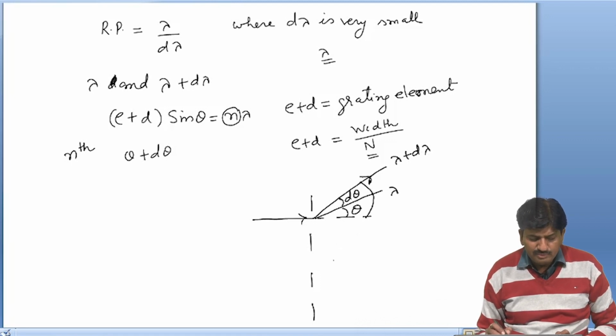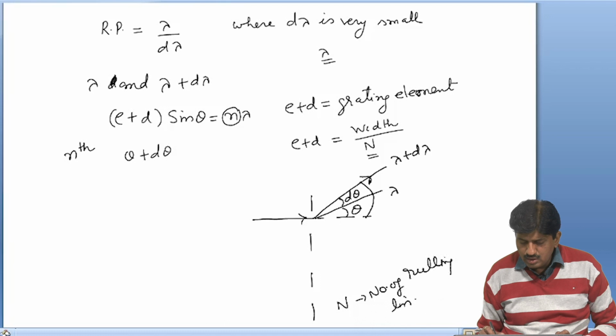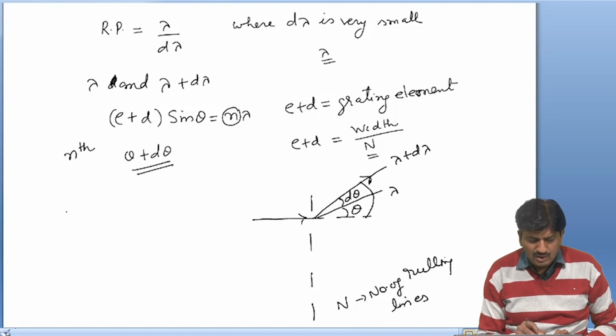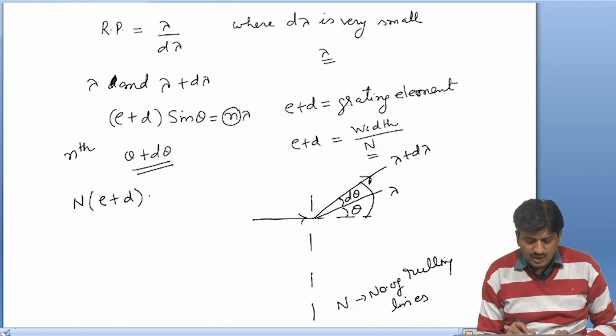And suppose we have N number of ruling lines on the grating, then we know that the first minima adjacent to the nth maxima is formed in the direction of theta plus d theta. Then, for the minima of the diffraction grating, we have derived it: (e plus d) sine theta equal to m lambda.